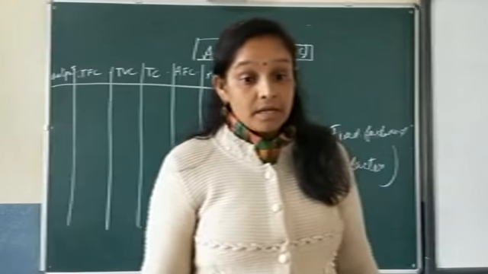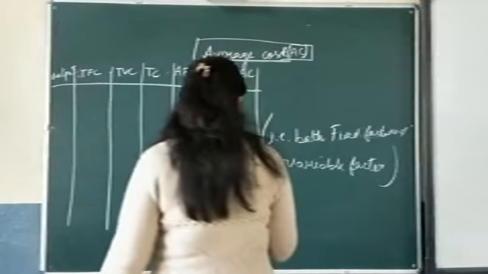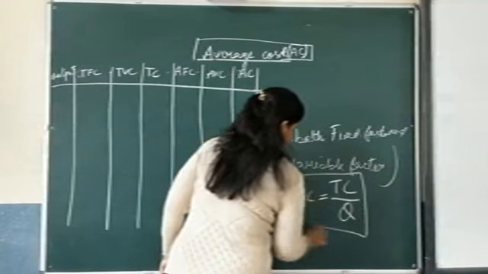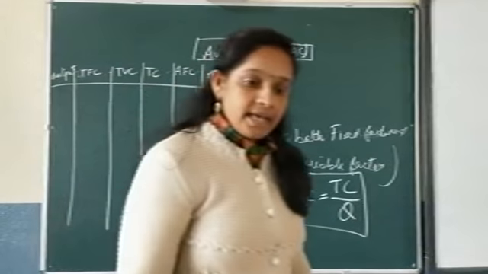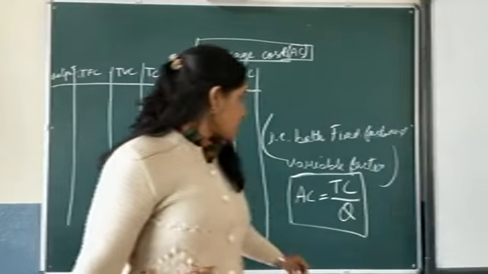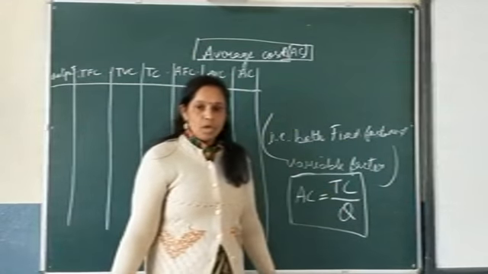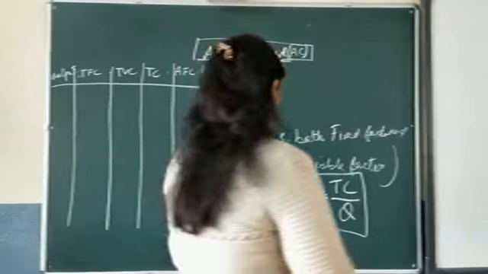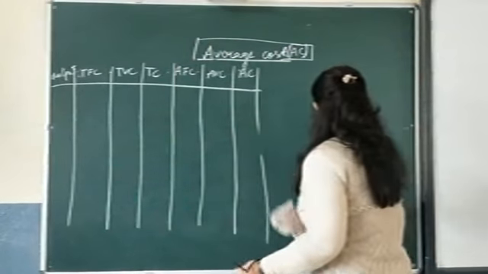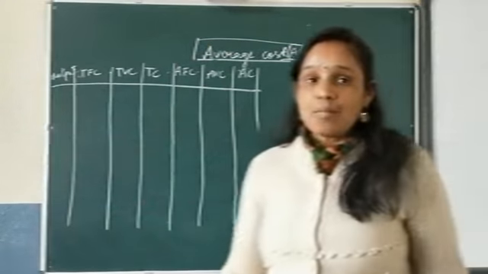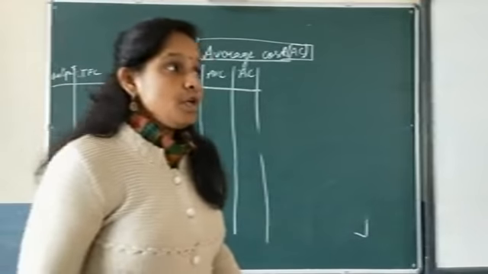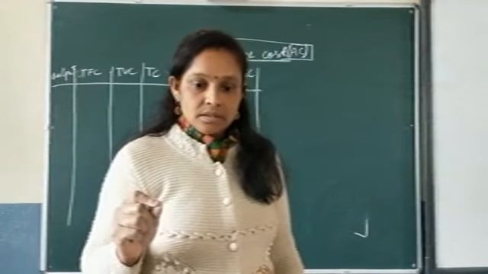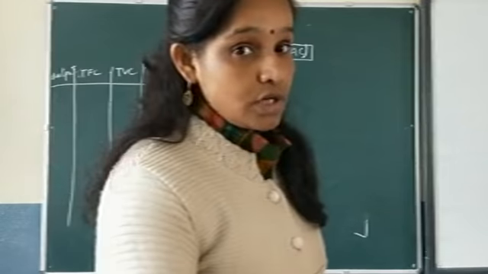Okay, so the meaning we have done. Now, formula. What is the formula of AC? AC is equal to TC upon Q. This is the formula of AC. AC is equal to total cost upon quantity. So meaning and formula we have done. Now we need to do the schedule of average cost and diagram of average cost. Is it clear now? You know that average cost can be calculated from total cost.